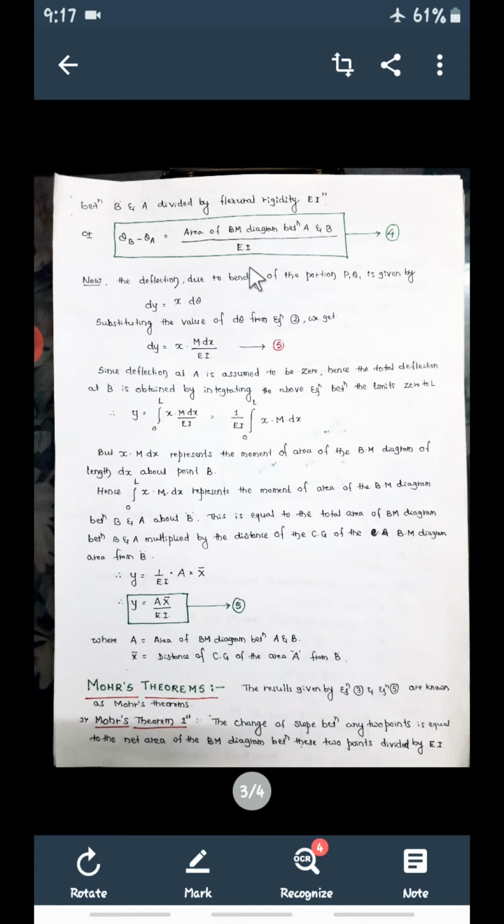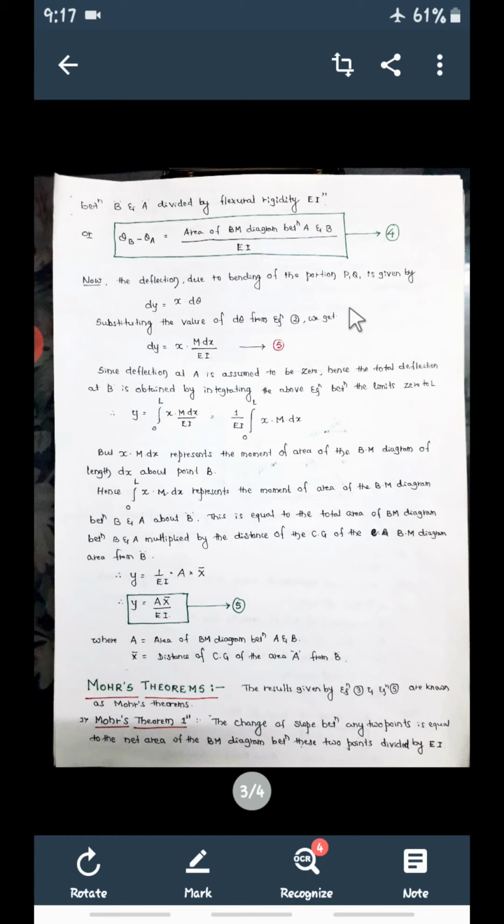EI is called flexural rigidity. So now if the slope at A is 0, then we can write only theta B. If A is also not 0, then theta B minus theta A is equal to the same area of the bending moment diagram between A and B divided by EI. So write this as equation number 4.